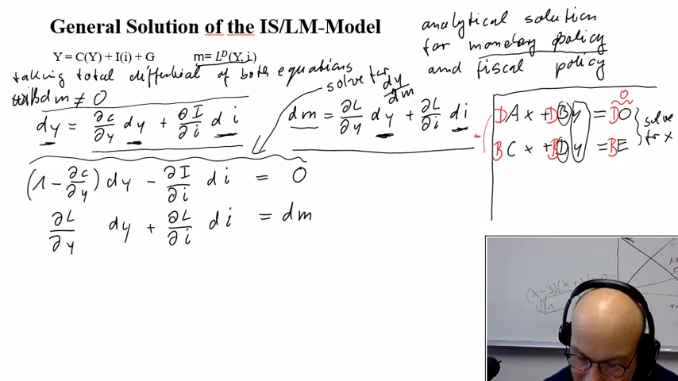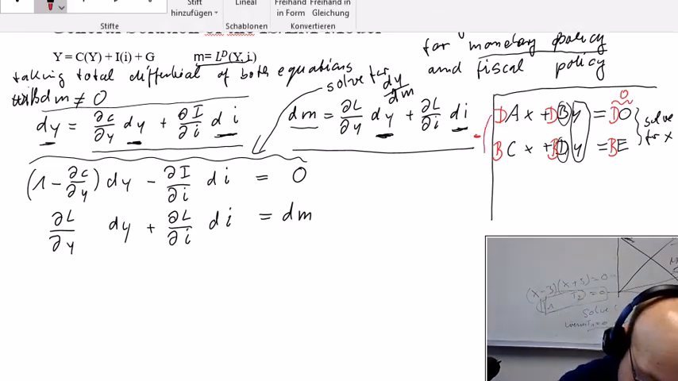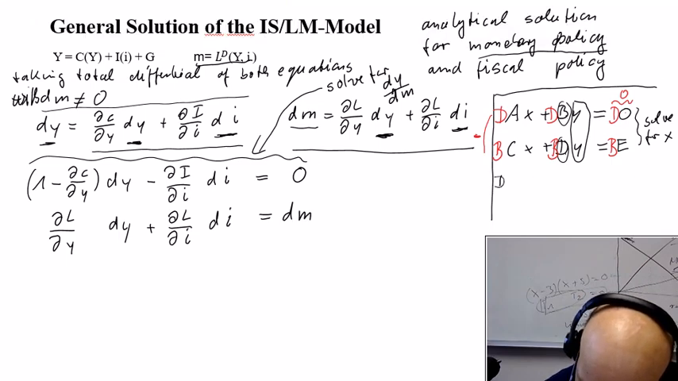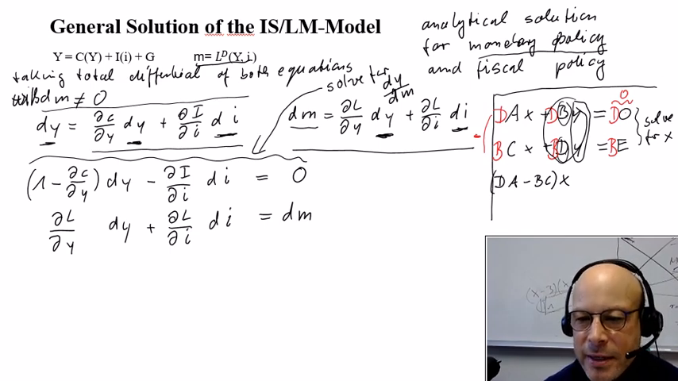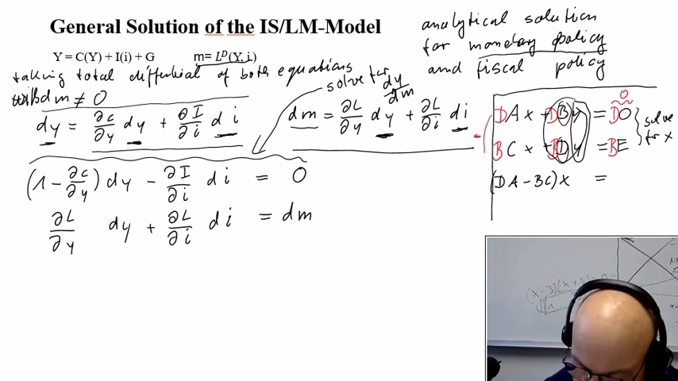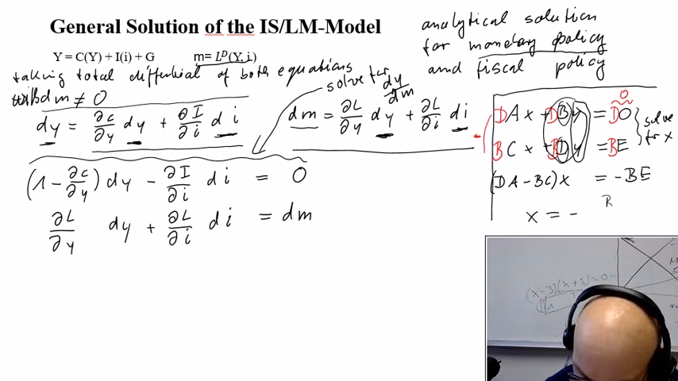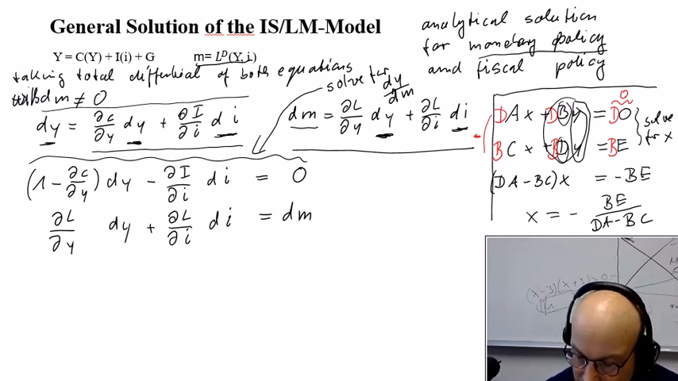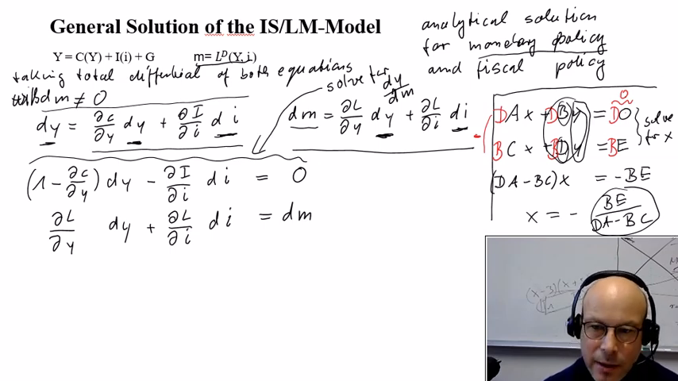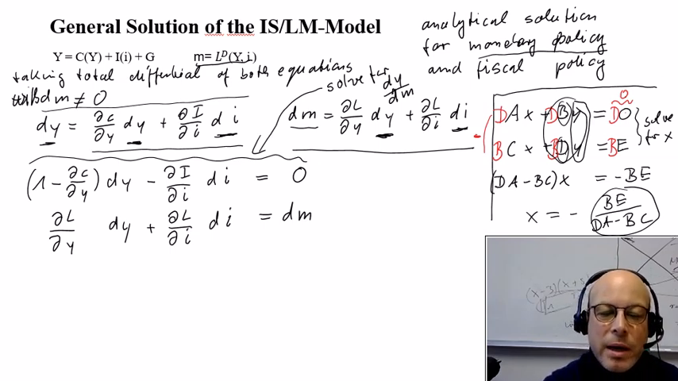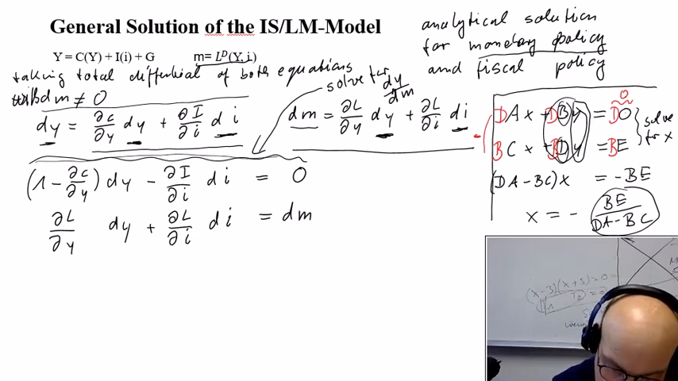And what we then obtain is, let's take this in black again, dA minus BC times x. Here we have the same, so then we have a 0, equals 0 minus this part, which is minus BE, and then we obtain x is minus BE over dA minus BC. And these are all known numbers. And the same thing we are doing now with our system here.